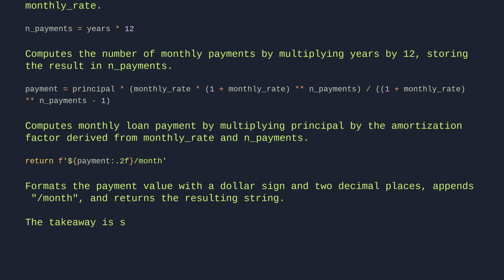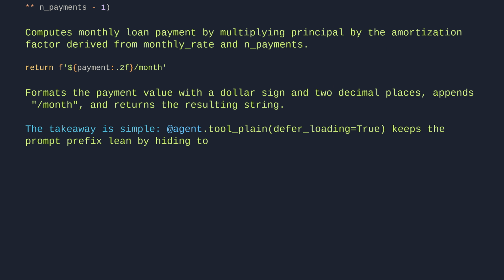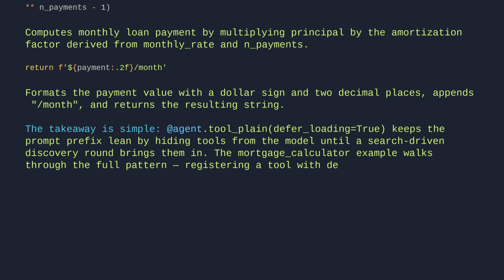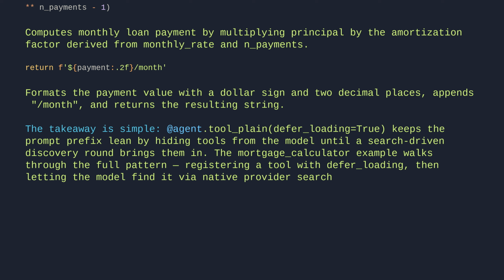The takeaway is simple. @agent.tool_plain(defer_loading=True) keeps the prompt prefix lean by hiding tools from the model until a search-driven discovery round brings them in. The mortgage calculator example walks through the full pattern, registering a tool with defer_loading, then letting the model find it via native provider search or a local keyword fallback when it's actually needed.